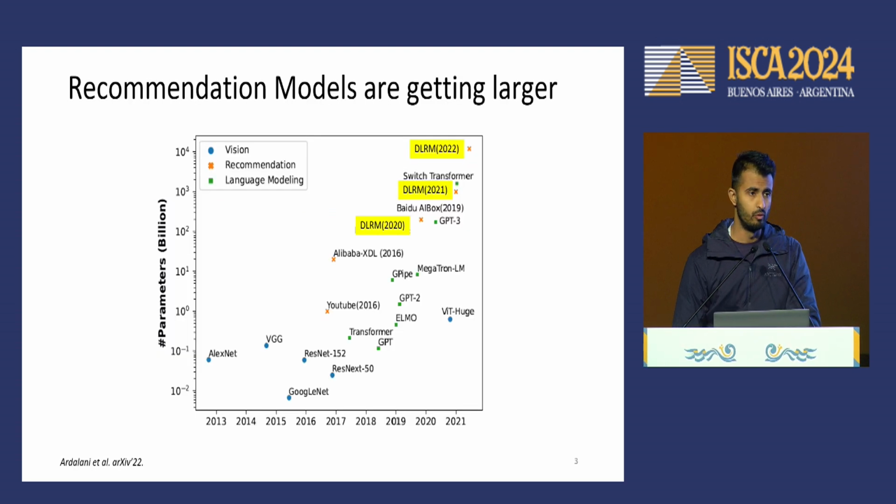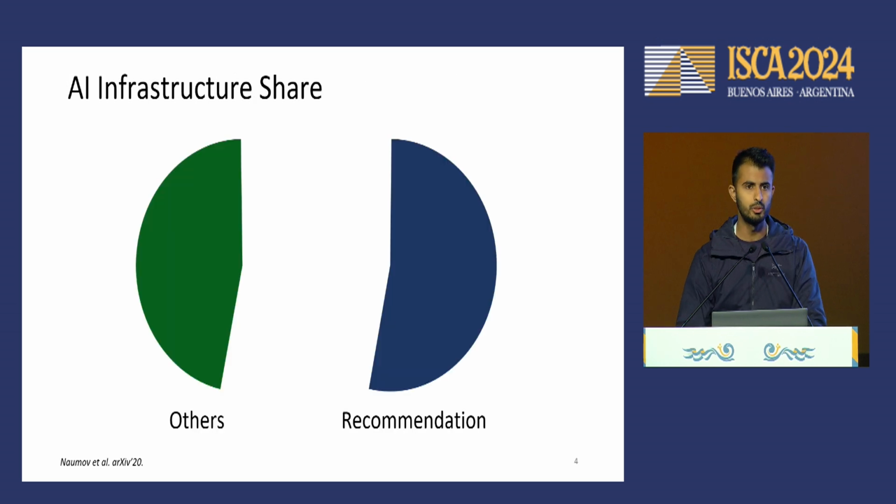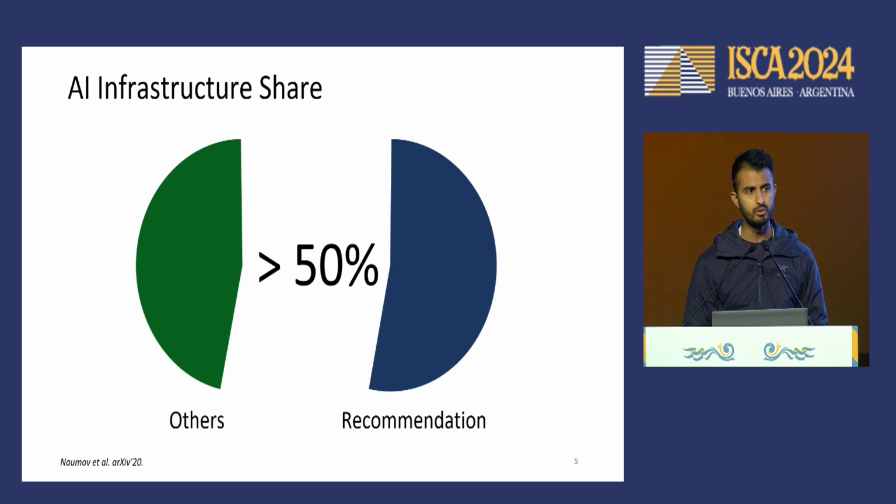Such models have evolved over time. Looking at the trends, we can observe that DLRM has turned out to be one of the largest DNN workloads with trillions of parameters. From an AI infrastructure perspective, they are taking a big chunk of data center resources. In fact, Meta reported that approximately 50% of their training compute demand is targeted towards DLRM training.